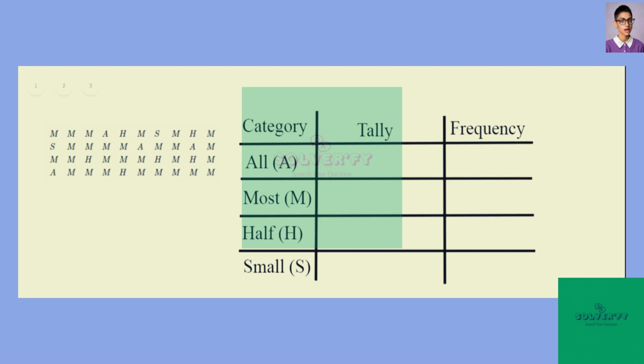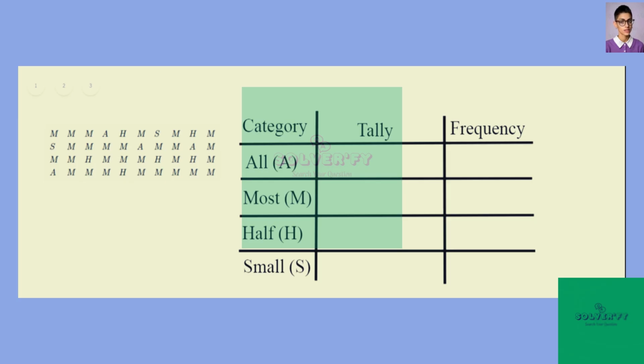Your first column should have all the different categories that are represented. So I have my A, M, H, and S rows. Then your second column should be for the tallies, which are for you to go through and count how many of each there are. And then the third column is the frequency, and that's for you to summarize and present the data in a meaningful way to others.